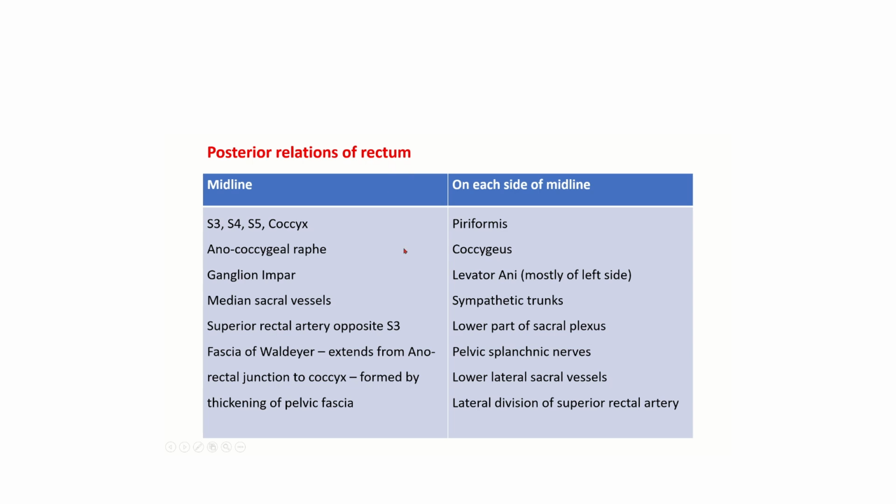Posterior relations of the rectum. In the midline, it is related to third, fourth, fifth sacral vertebrae and coccyx, anococcygeal raphe, ganglion impar, median sacral vessels, superior rectal artery opposite S3, fascia of Waldeyer, which extends from anorectal junction to coccyx, formed by thickening of pelvic fascia. On each side of midline, piriformis muscle, coccygeus muscle, levator ani muscle, sympathetic trunks mostly of the left side, lower part of sacral plexus, pelvic splanchnic nerves, lower lateral sacral vessels, and lateral division of the superior rectal artery.